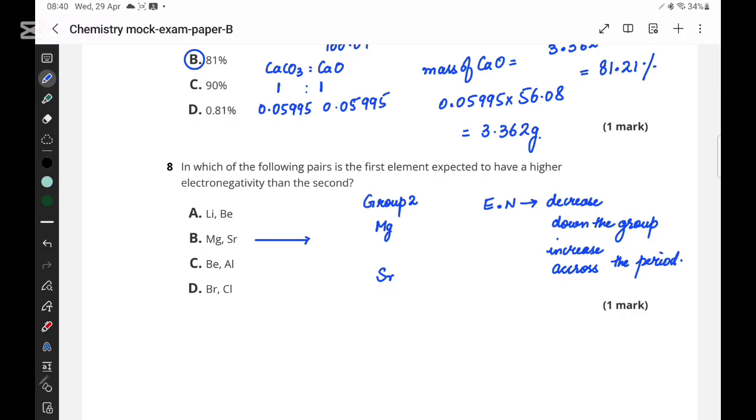It decreases down the group and increases across the period, so magnesium is going to have the higher electronegativity as compared to strontium, which is going to have the lower electronegativity. So the answer is going to be B.